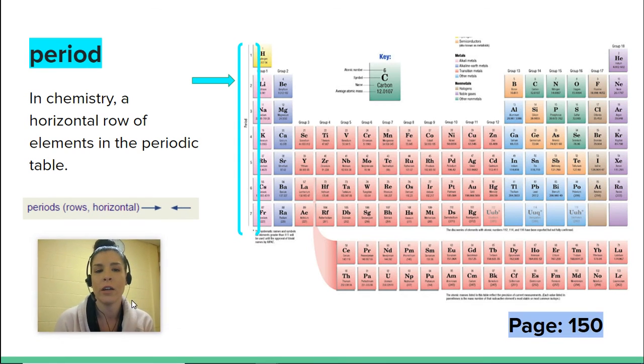Now here, I put the periodic table. I highlighted this in blue, the period, so that you see exactly where it is in this bracket where you can find it, okay? So in chemistry, a period is a horizontal row of elements in the periodic table, okay? And you can find that on page 150.